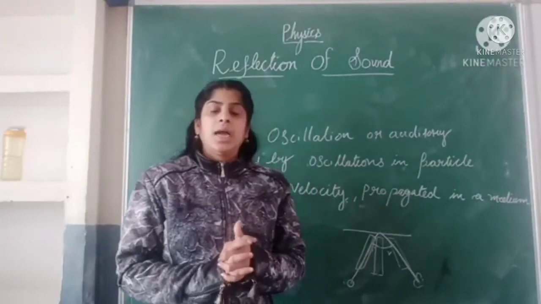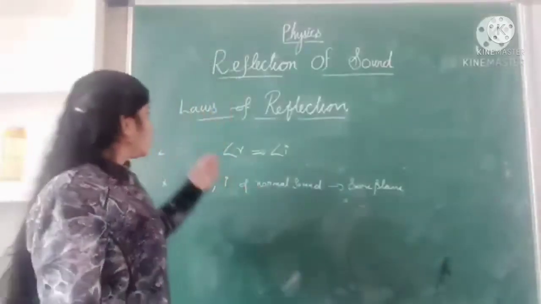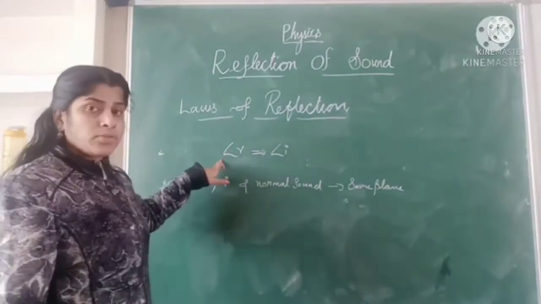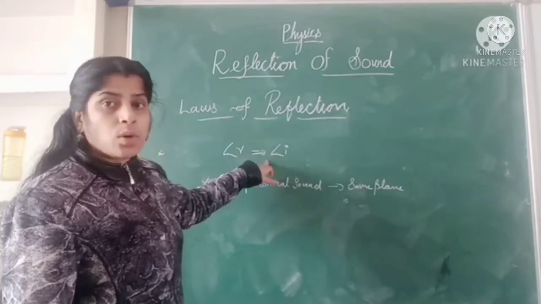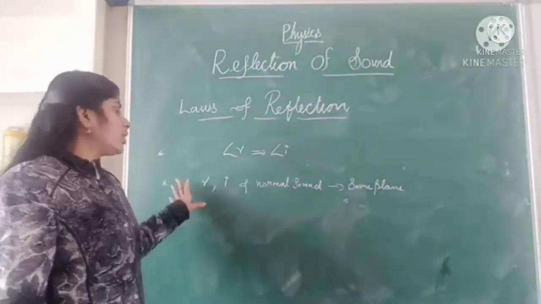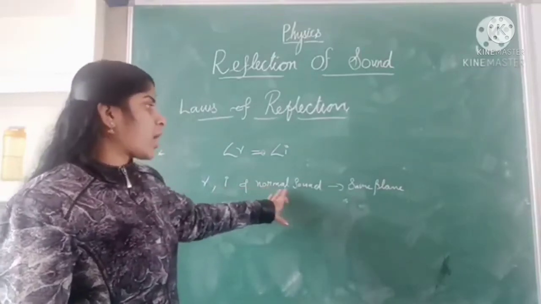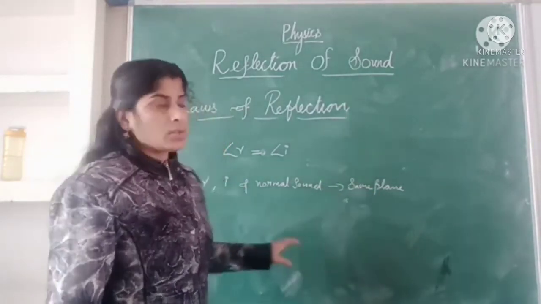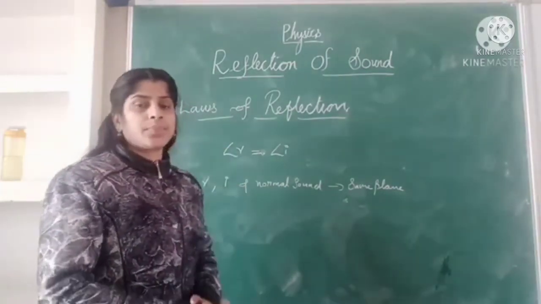Next are the laws of reflection. What are the laws of reflection? The angle of reflection of sound is equal to the angle of incidence of sound. That is the first law. And the second law: the incident sound, the reflected sound and the normal belong in the same plane. So these are the laws of reflection. I hope all of you understood this topic.